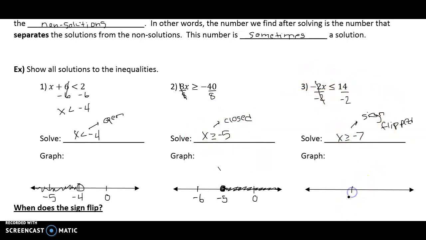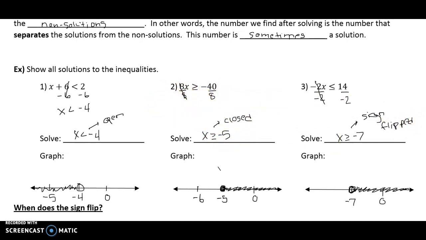Okay? So put -7. That would be a closed circle. Put 0 where it is. And x is anything greater than or equal to -7. Now you can see if you miss flip or you don't flip, your answer for your graph is going to be completely wrong. Because if I didn't flip, I would have shaded the other way. So you got to be careful. Only flip your sign when you multiply or divide by a negative. Okay? Doesn't matter if your answer is negative. It just matters what you multiply or divide by.